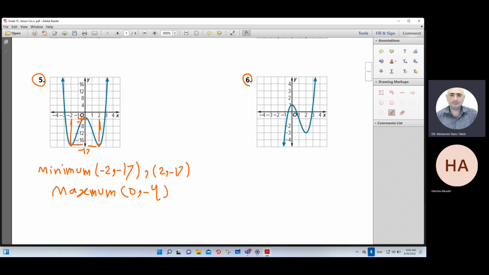For number 6, we have the maximum here, as we see, 0 in the x and 1 in the y. So the maximum is (0, 1). And this is the minimum, 2 in the x and -3 in the y.